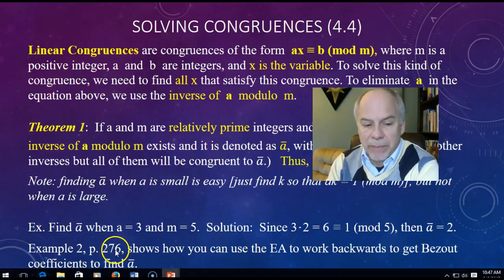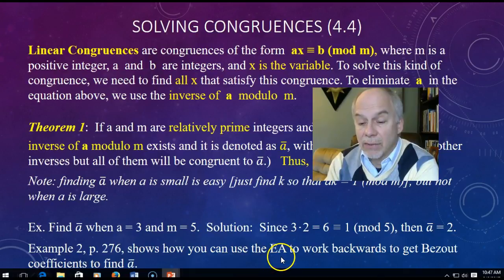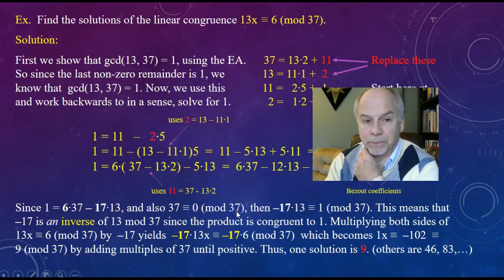Now, example 2 on page 276 shows how you can use the Euclidean algorithm to work backwards to get what are called Bezout coefficients that will help you find the inverse of A. So let's look at a similar example to this.